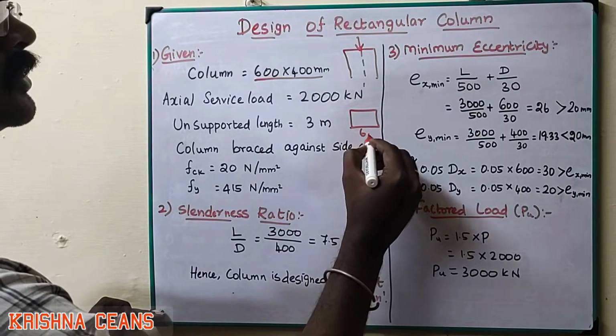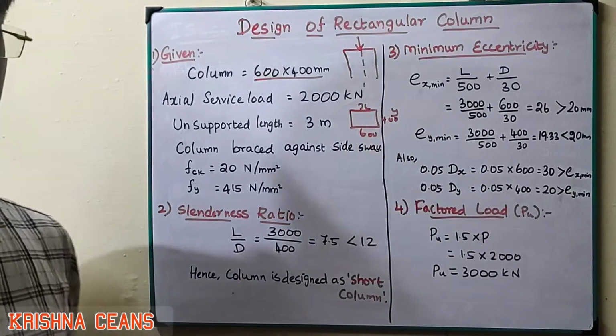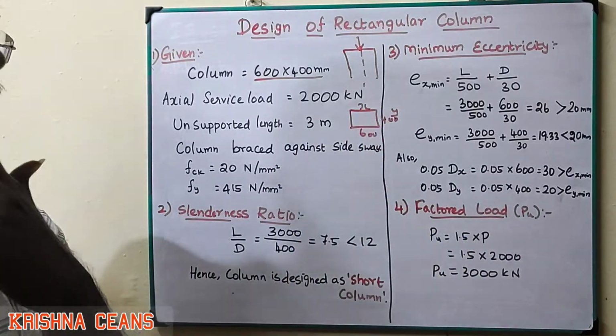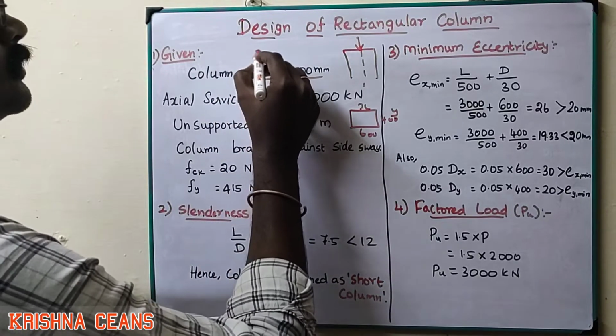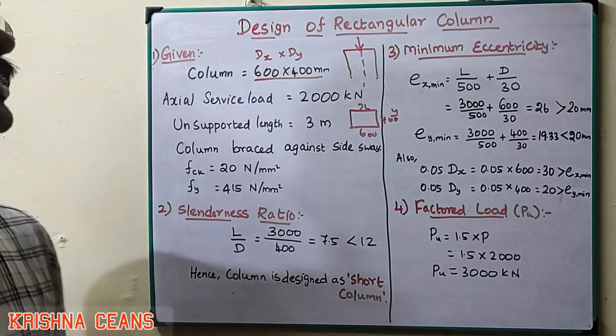So let's take, this is 600 mm, this is 400 mm. Along the x-axis, and this is the y-axis. So dx into dy, along the x-axis and along the y-axis.